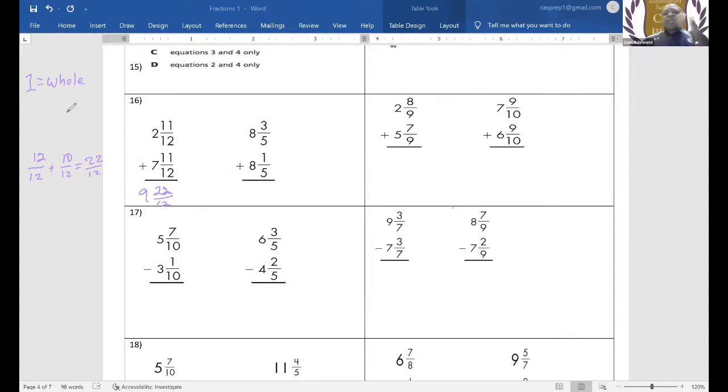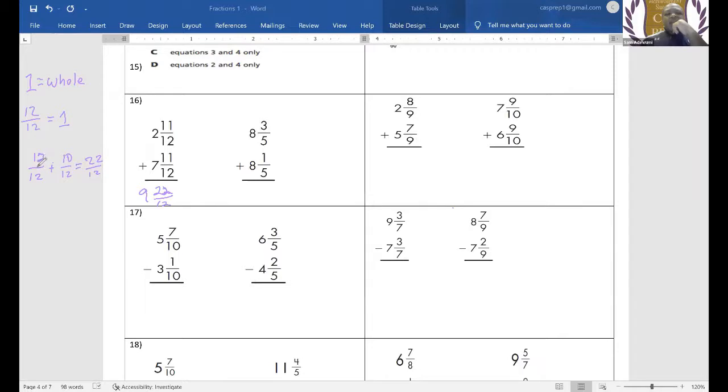So to write a fraction as a whole, I'm writing that fraction with the same numerator as the denominator. So in this case, 12 over 12 is equal to 1. And this is why I'm breaking it up into 2: once I pull out that 12 over 12, I'm left with 10 over 12.